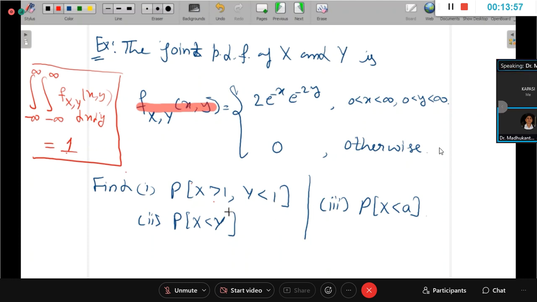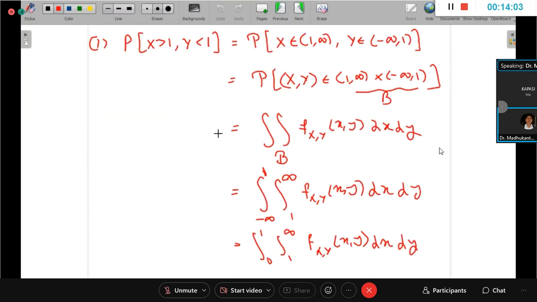Certainly you have to write it down in the proper way, and then you can use this joint PDF. So here it is. Now if you carefully see this, x greater than 1 and y less than 1. What is it? x greater than 1 means x lies in the interval 1 to infinity, to the right of 1, and y less than 1 means y lies between minus infinity and 1.